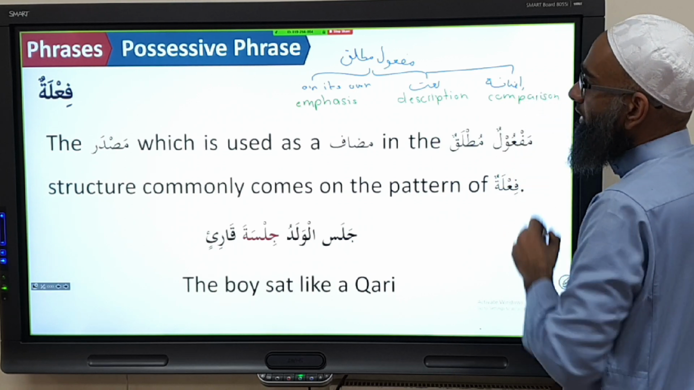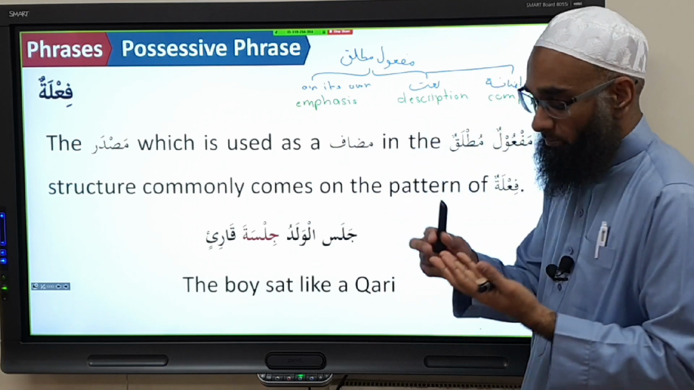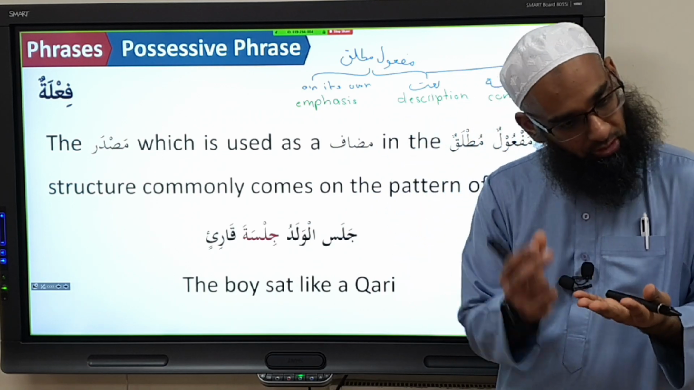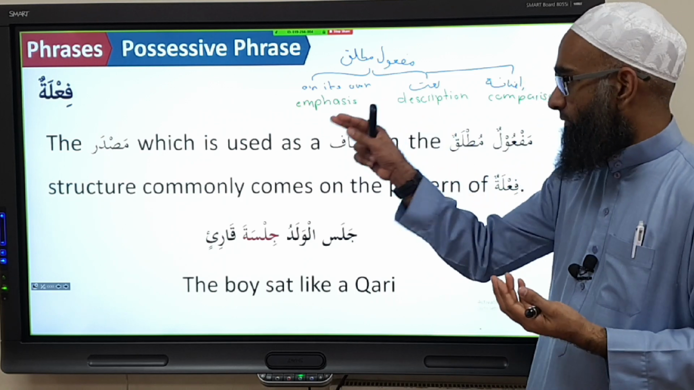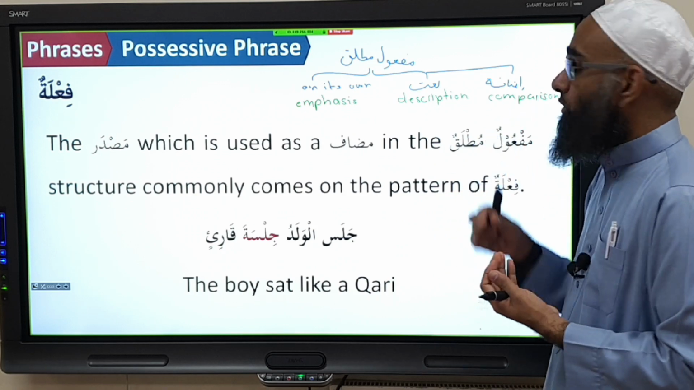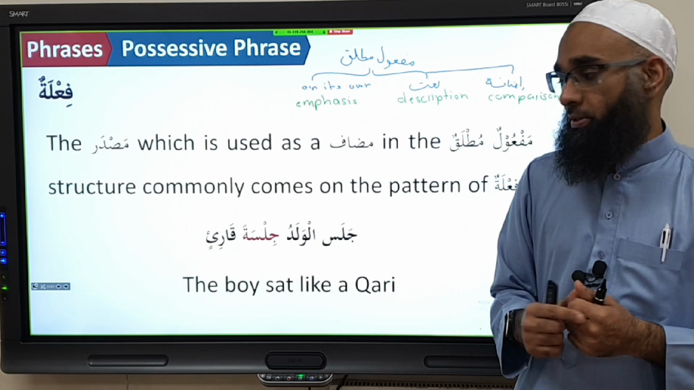So the maf'ul mutlaq can come on its own. That will create emphasis. It can come as a man'ut na't, or a na't on its own without the man'ut, like kathiran. It will describe the verb without emphasis, but it's more description. And because of mudaf mudaf ilay, it can show what? Comparison of two people's actions.